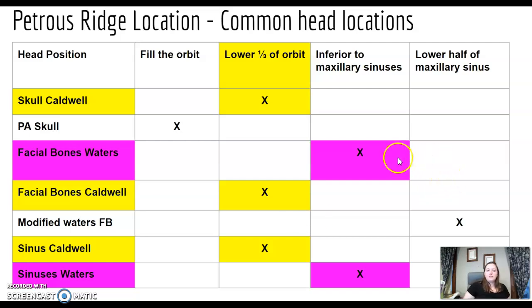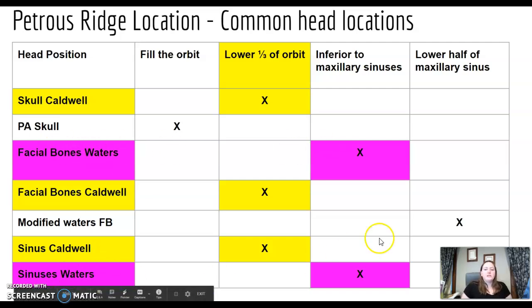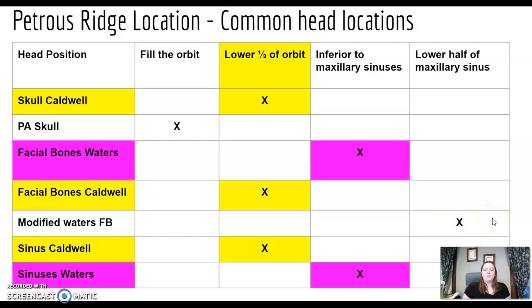If they're inferior to the maxillary sinus, again, look at the same words. Facial bones Waters, sinus Waters. Right? The only outlier here usually, and this would be a modified situation, but a modified Waters, which is a little bit of change in degrees here, is in the lower half of the maxillary sinus.